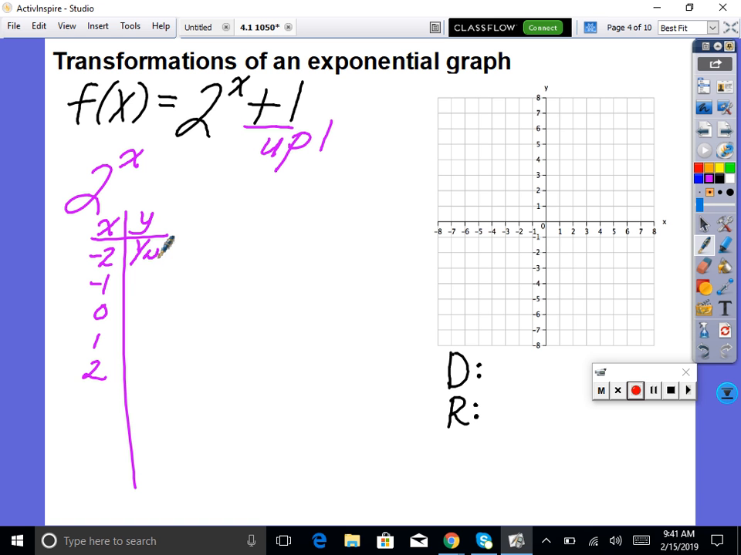So I plug in negative 2, I get a fourth. Plug in negative 1, I get a half. Plug in 0, I get 1. Plug in 1, I get 2. Plug in 2, I get 4. Now we're shifting up 1. So won't we take our y values and add 1?